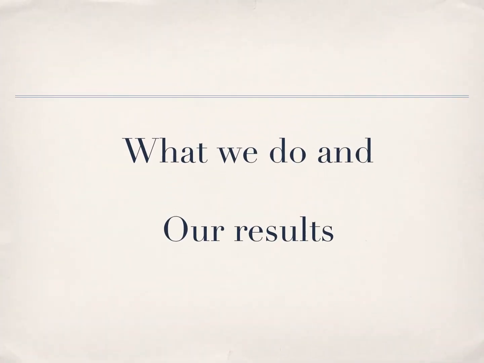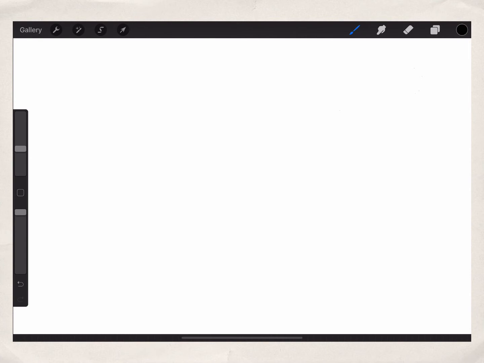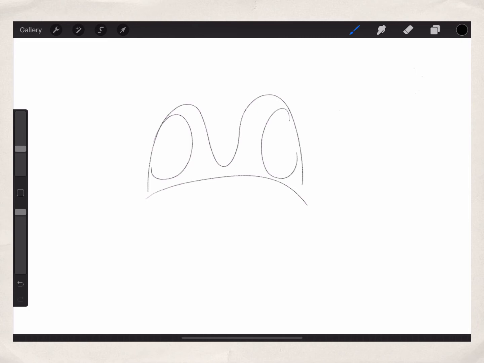So what do we do and what are our results? The first thing is to understand your airway anatomy. So here I'm drawing the soft palate at the back of the throat, and then the tongue, and the tonsils on the side of the throat, as you'd see if you look in yourself in the mirror. And the shaded area is the airway amongst those structures where you breathe through.